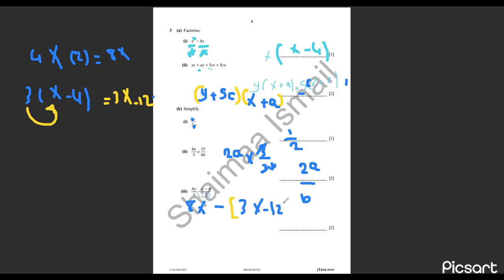Sharing denominator here, it will be the 3 times 2, which is 6. So here it will be over number 6.